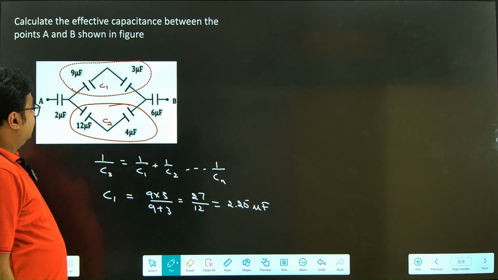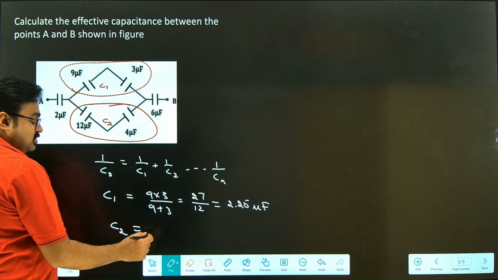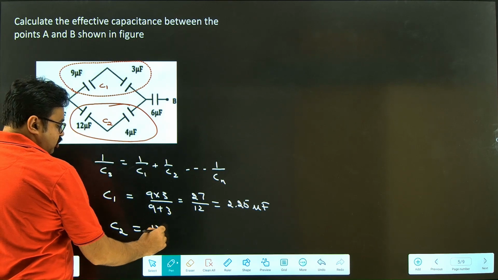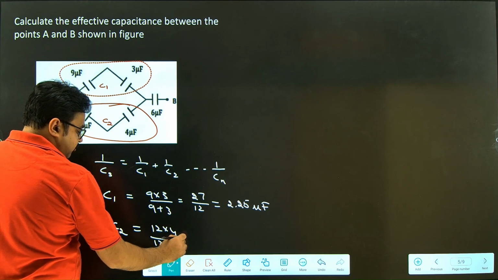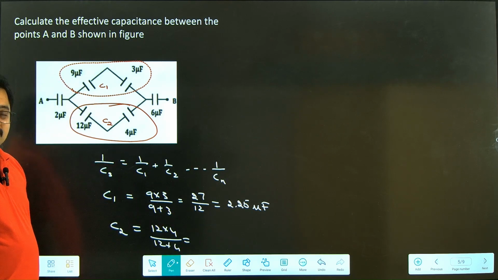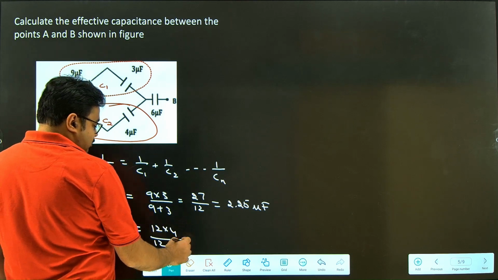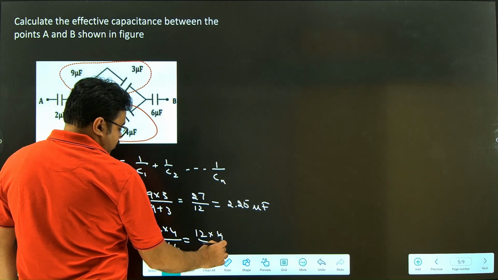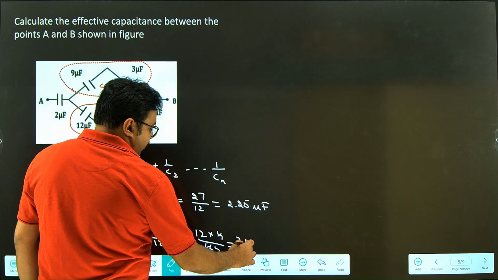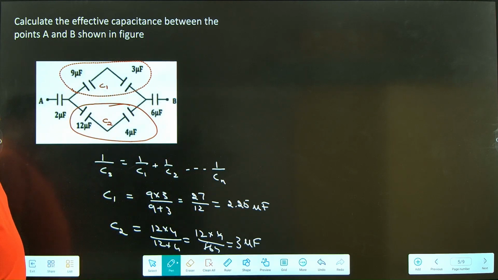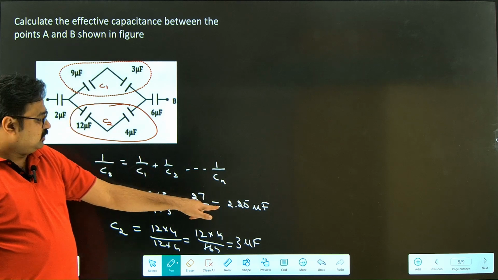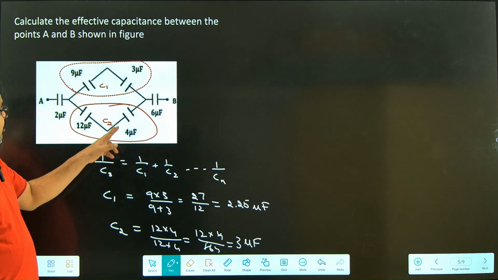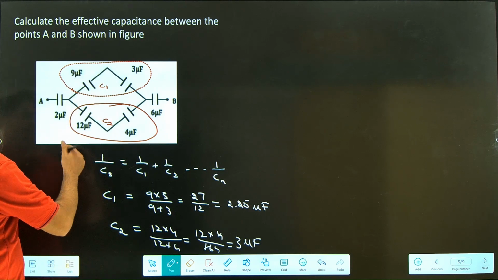That is the capacitance of C1. What is capacitance C2? A similar job now. C1, C2 divided by C1 plus C2. So 12 into 4 divided by 12 plus 4, which is 12 into 4 divided by 16. The answer you get is 3 microfarad. Do you see that the upper branch has a capacitance of 2.25 microfarad and the lower branch has a capacitance of 3 microfarad? The sum of these two would be the effective capacitance of this whole branch.